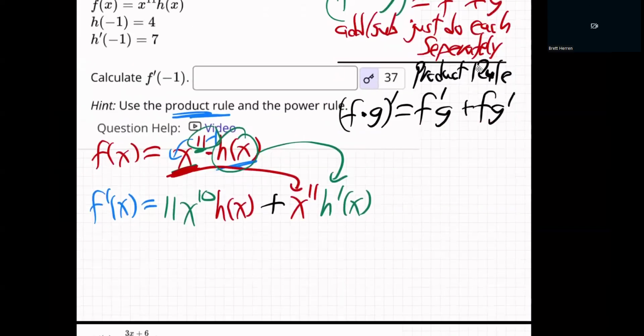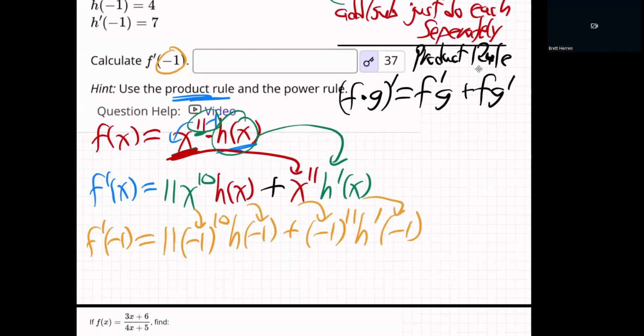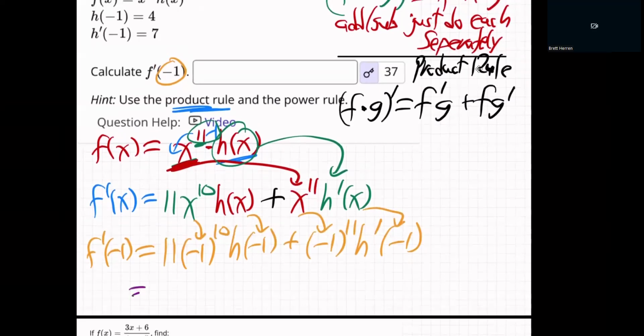Now let's keep going. They want us to plug in -1. Do you see that right there? They want us to plug in -1. So let's go f prime of -1. So put in a -1 for x to the 10th power, and right here for h, and for x, and for h prime. Everywhere there's an x, plug in -1. So, okay, so what's that going to be? Well, 11. A -1 to the 10th power is +1 because it's even. 10th power, 10 negatives is +1.